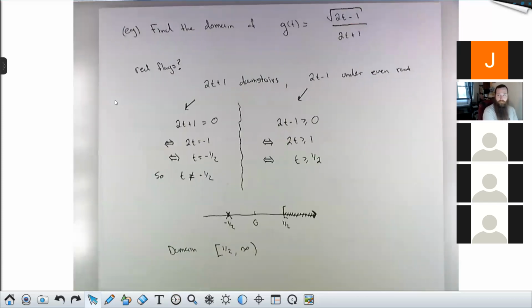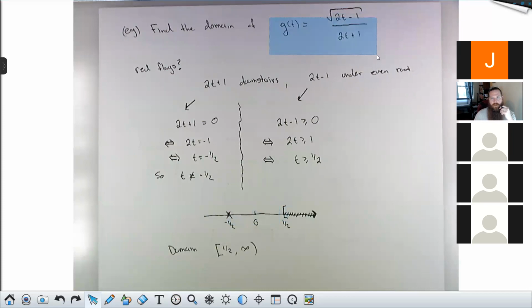Alrighty then. With the domain, wouldn't it be all numbers except like 1/2? Like, could it be less than 1/2? Or does it have to stop right there? Has to stop here. I can't take anything to the left of 1/2 because that would make 2t minus 1 negative. For example, try plugging 0 in.